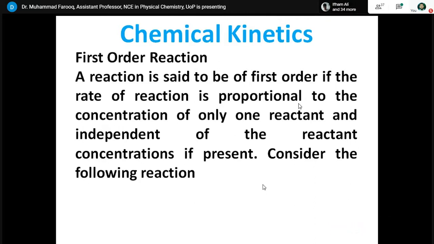So what is the first order reaction? A reaction is said to be of first order if the rate of reaction is proportional to the concentration of only one reactant and is independent of the others present. Means if the rate of reaction depends on the concentration of only one reactant, then we call it the first order reaction, no matter if others are present.